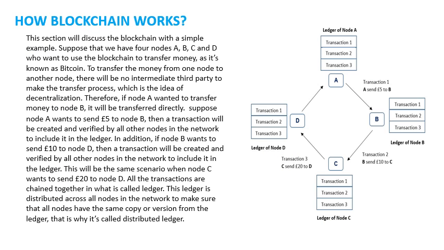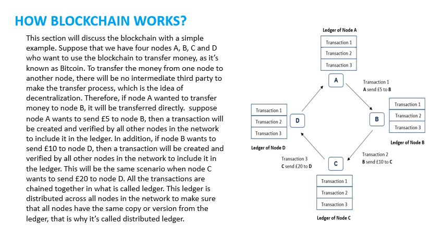Let's start the next concept: how blockchain works. Blockchain works as a distributed ledger. Suppose we take four nodes, A, B, C, D, who want to use the blockchain to transfer money, known as Bitcoin. To transfer money from one node to another, there will be no intermediate third party to make the transfer process, which is the idea of decentralization.